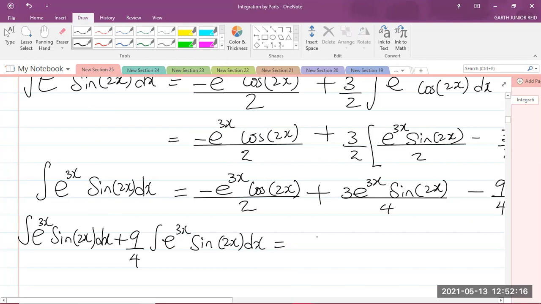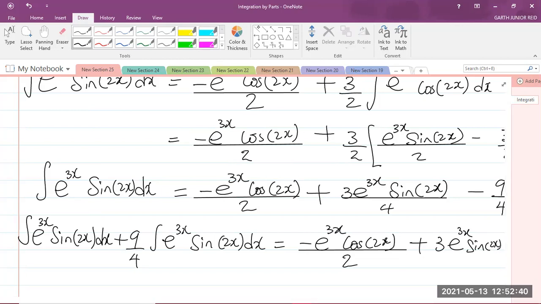And that is going to be equal to negative e to the 3x times the cosine of 2x, dividing that expression by 2, plus 3 e to the power of 3x times the sine of 2x, and I'm dividing that expression by 4.